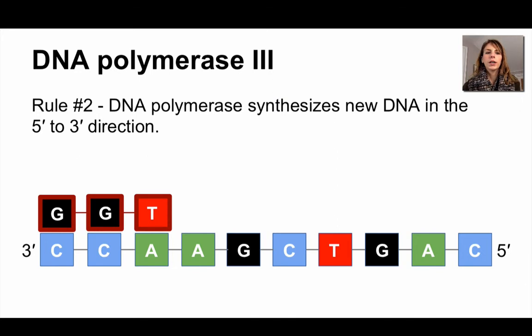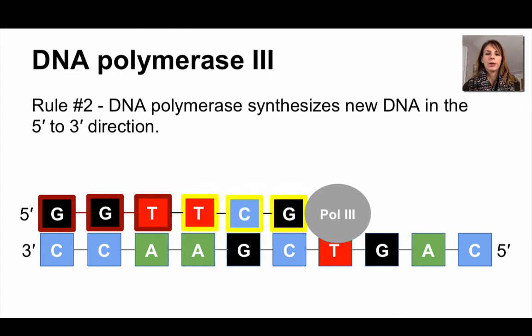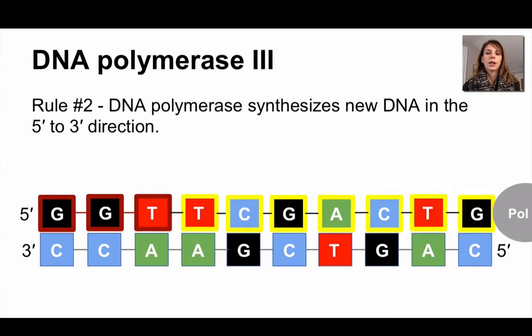Okay, so the other kind of funny thing about DNA polymerase is that it can only make DNA in the 5' to 3' direction. So once it goes along, it has to be synthesizing 5' to 3'. It can't work in the opposite way.